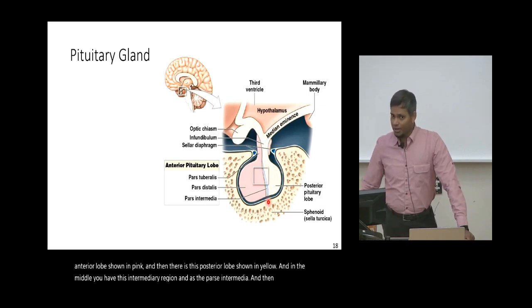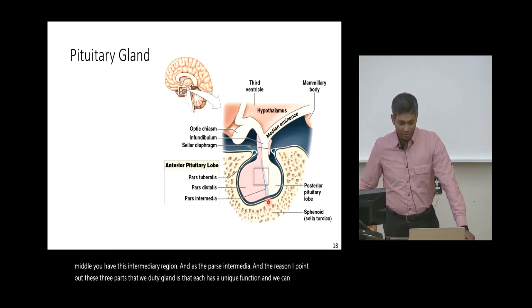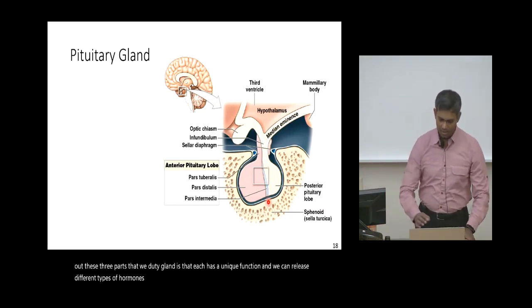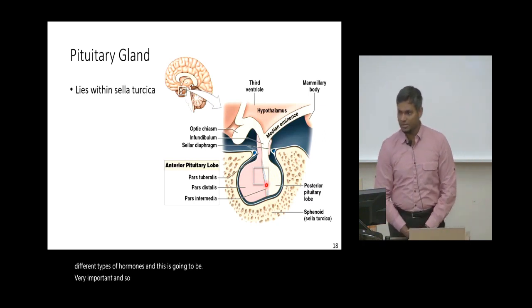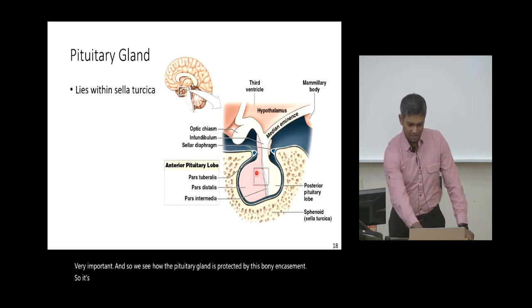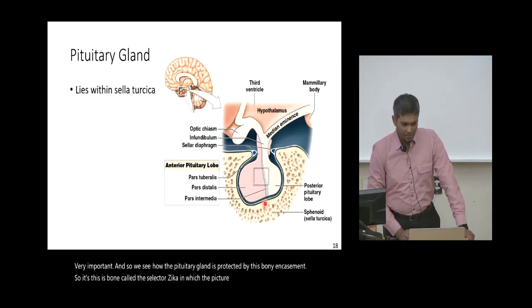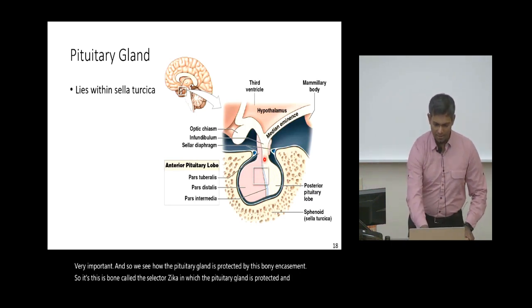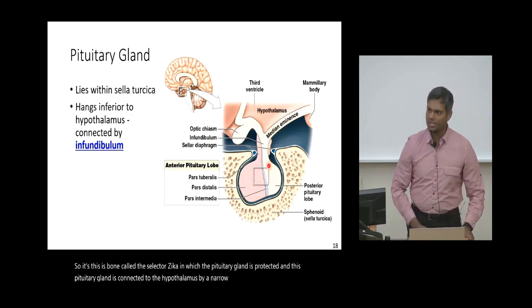The reason I point out these three parts of the pituitary gland is that each has a unique function and can release different types of hormones. This is going to be very important. We also see how the pituitary gland is protected by a bony encasement called the sella turcica. And this pituitary gland is connected to the hypothalamus by a narrow stalk known as the infundibulum.